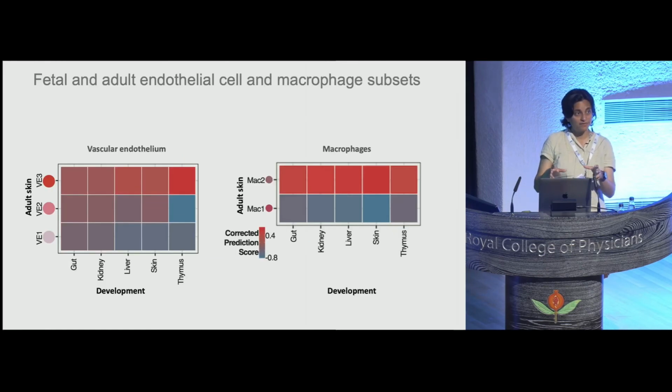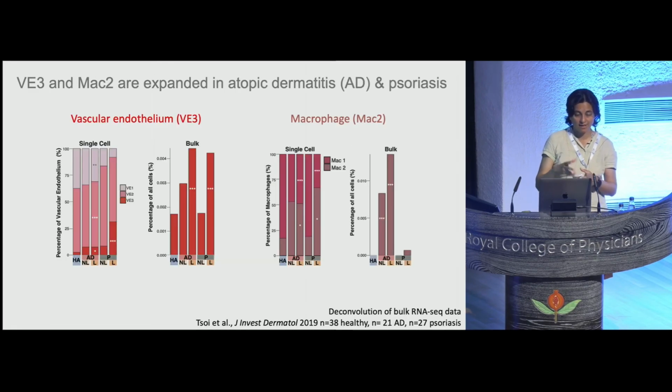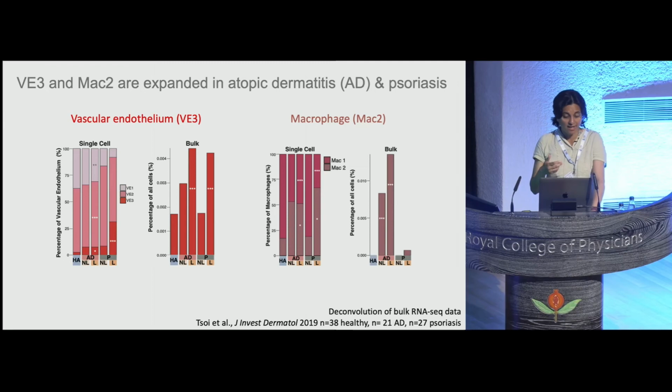The highlight of this study was the fact that one subset of the skin vascular endothelium, here V3, and macrophage 2, was transcriptionally very similar to many vascular endothelial cells in the developing organs, and the same for macrophage 2 and developing macrophages. But what was really amazing was that these two subsets were increased in lesional skin of patients with atopic dermatitis and psoriasis. You saw that not just in our single-cell data, but also when you deconvoluted bulk RNA sequencing data from existing data sets.